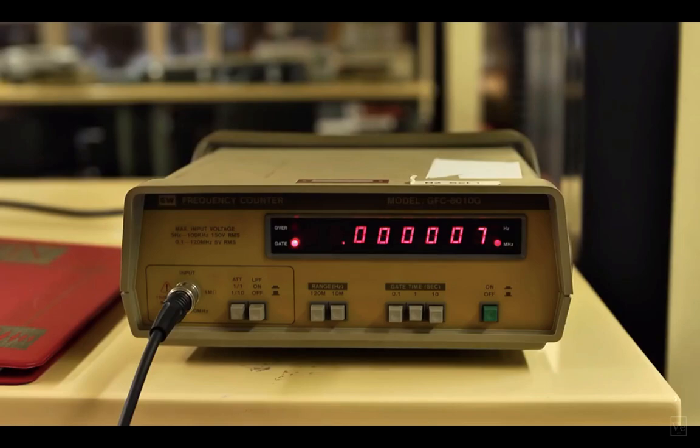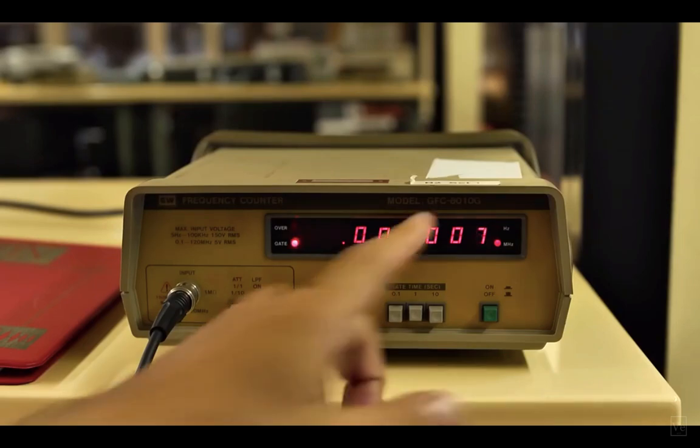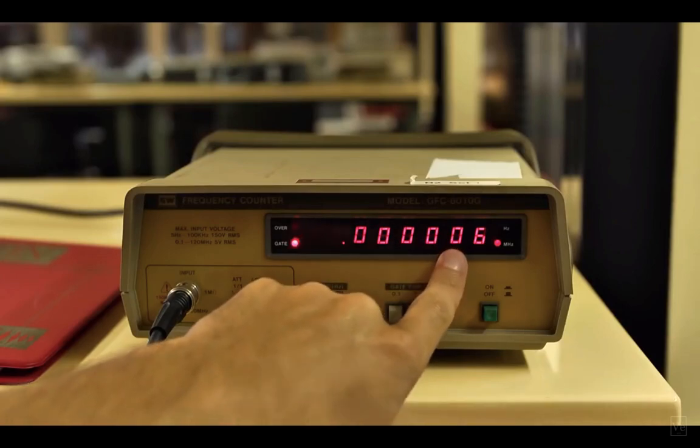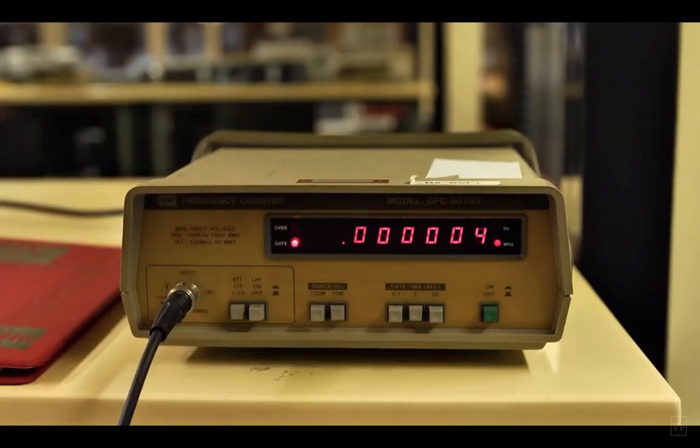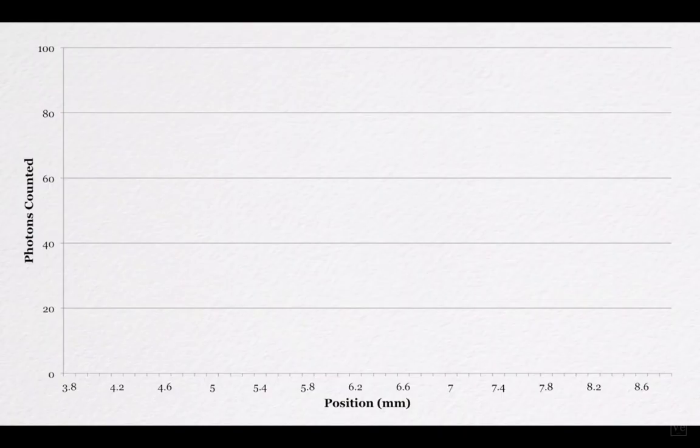Now, right now, there's no light passing through to the detector, but there is still a bit of a background reading, and that's because I can't block all the light out of there. Plus, there are cosmic rays passing through this room, which will also set off the detector. I'm plotting a graph of photons counted as a function of position across the detector.